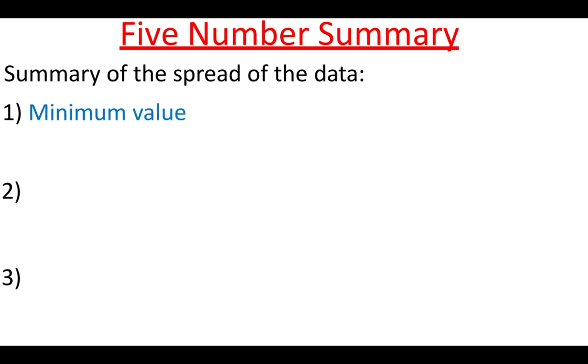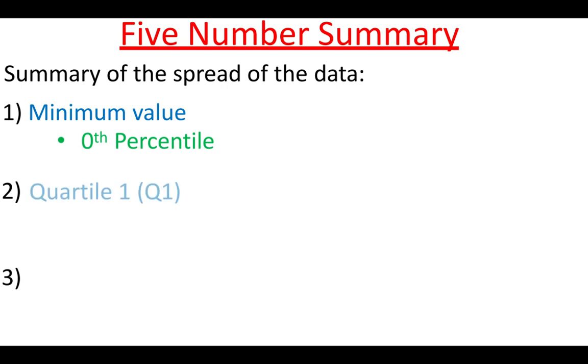First one is just the minimum value. Obviously, that's pretty easy. All you need to do is order the data from least to greatest. Minimum value is pretty easy to identify. One thing that we're going to add to this is we're going to say that the minimum value represents the 0th percentile. And we'll talk a little bit about exactly what percentile means as we move forward.